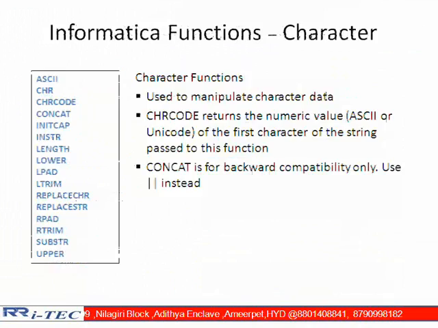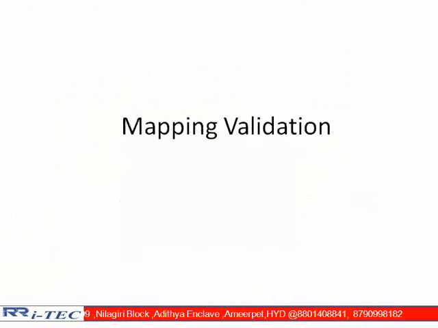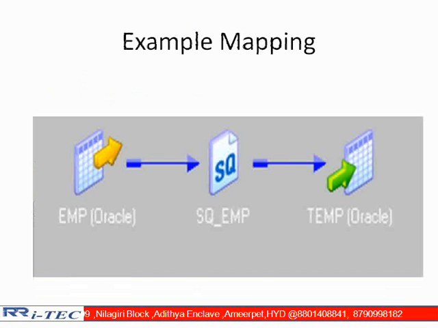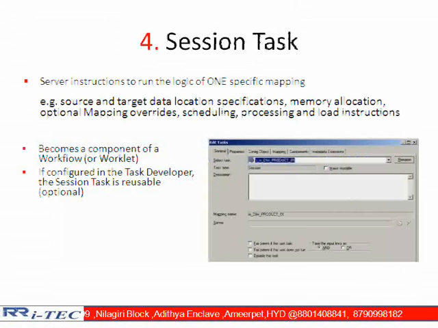Now once the mapping is successfully completed, we need to go for the next thing, which is called mapping validation. Yesterday we did the mapping validation also, to check whether everything is working fine or not. This is the example mapping we did. An EMP table is available, from there we go through the source qualifier to a target table. Yesterday I introduced one more thing here: an expression transformation to concatenate first name and last name. Now the next one is the session task.